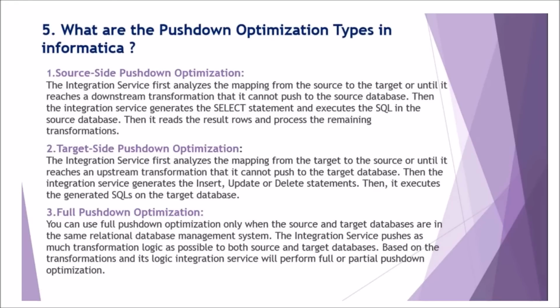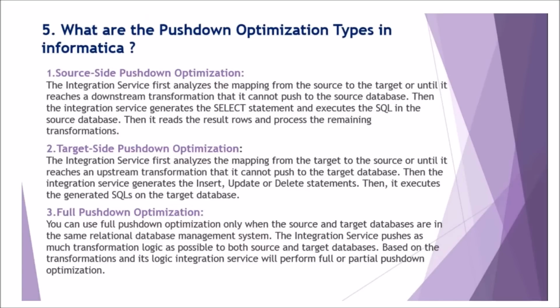The fifth question is, what are the pushdown optimization types in Informatica? The first one is source-side pushdown optimization. The integration service first analyzes the mapping from the source to the target, or until it reaches a downstream transformation that it cannot push to the source database. Then the integration service generates the select statements and executes the SQLs in the source database. Then it reads the result rows and processes the remaining transformations.